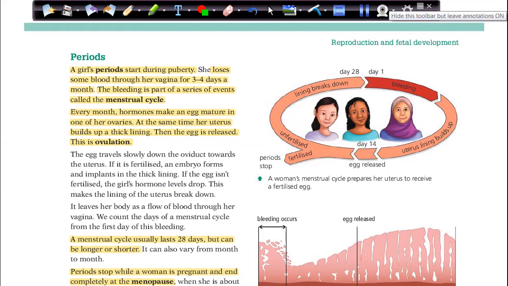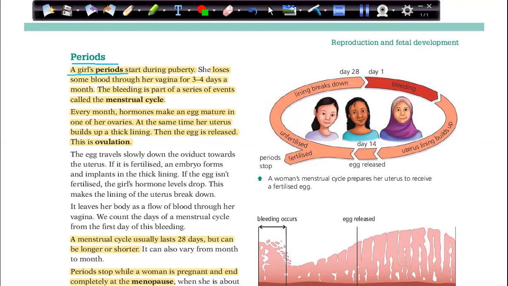Now let's do the next page. Periods. What is a period? We studied before about periods, and we said this is something that happens for females. So why does the period come for females, and what is the purpose? Why should all females have a period?